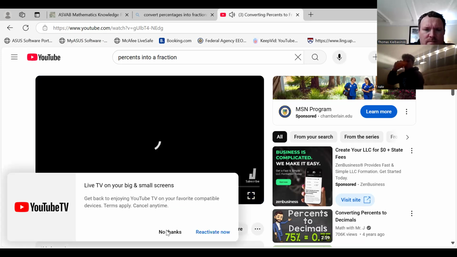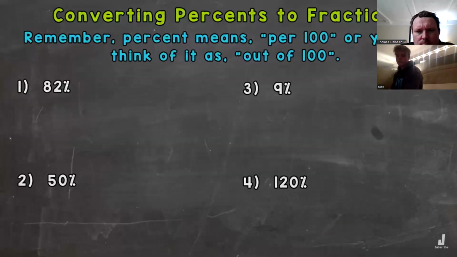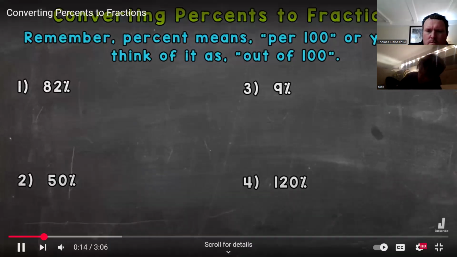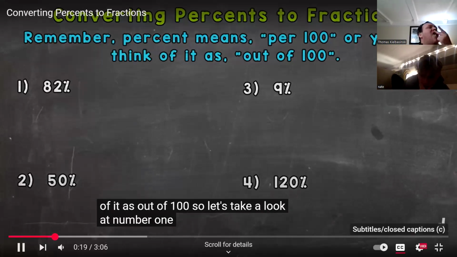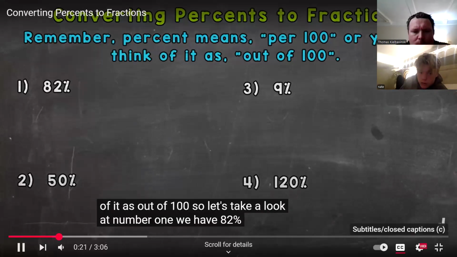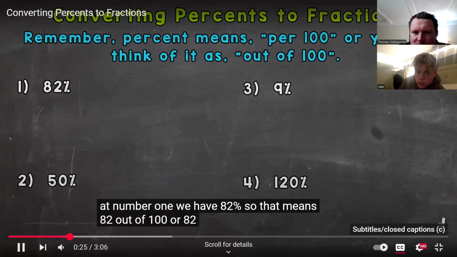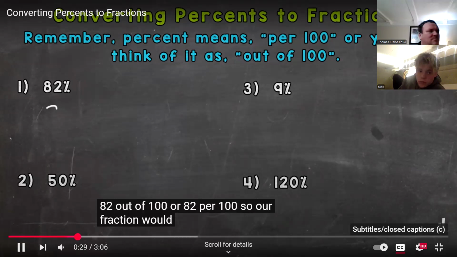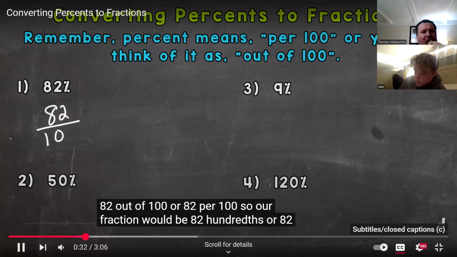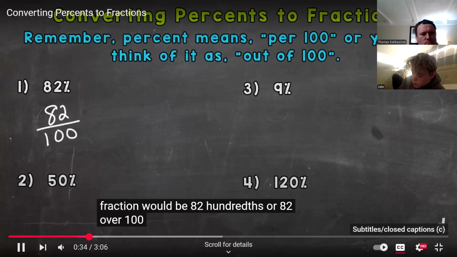Welcome to Math with Mr. J. In this video, I'm going to cover how to convert a percent to a fraction. And remember, percent means per 100, or you can think of it as out of 100. So let's take a look at number 1. We have 82%. So that means 82 out of 100, or 82 per 100. So our fraction would be 82 hundredths, or 82 over 100. That's how you put a percent to a fraction. Now we can simplify.